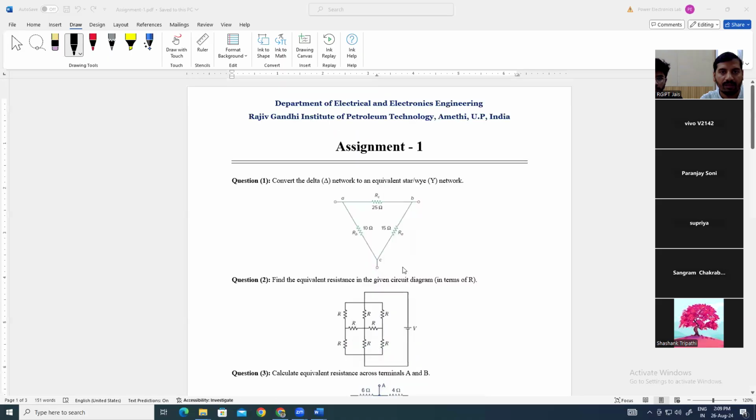And I am sharing the screen. Okay, so in this, is it visible to you? Assignment 1. Can you see the screen?